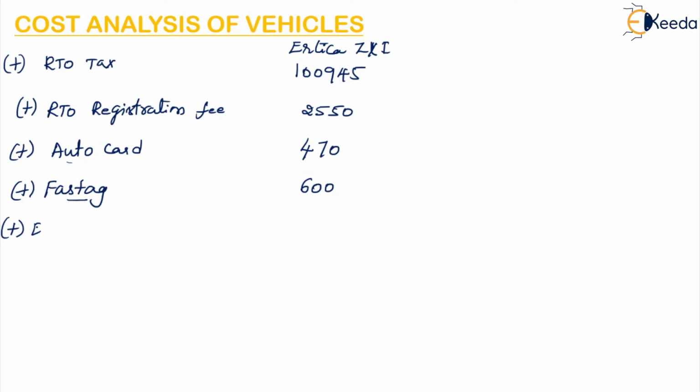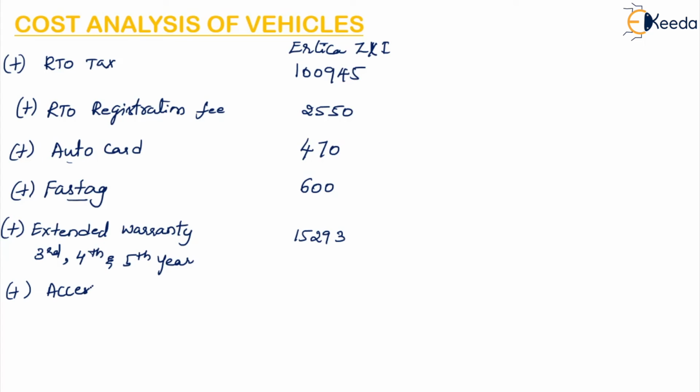So plus extended warranty for third, fourth and fifth year. So that is 15,293. So plus accessories. So if you are buying any accessories for your car, it will charge you again. So if I am not buying any accessories, I'll just mark it as a dash.